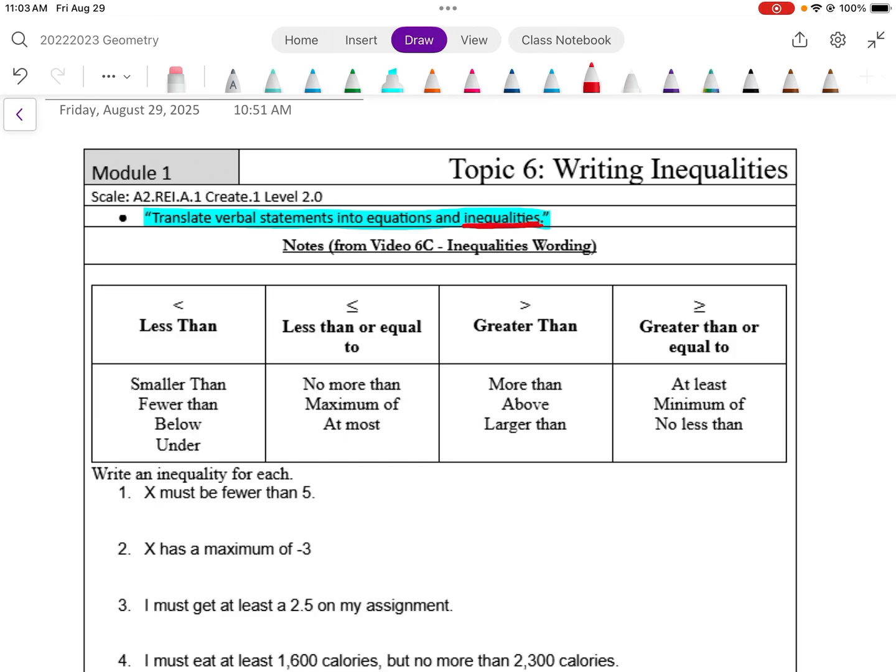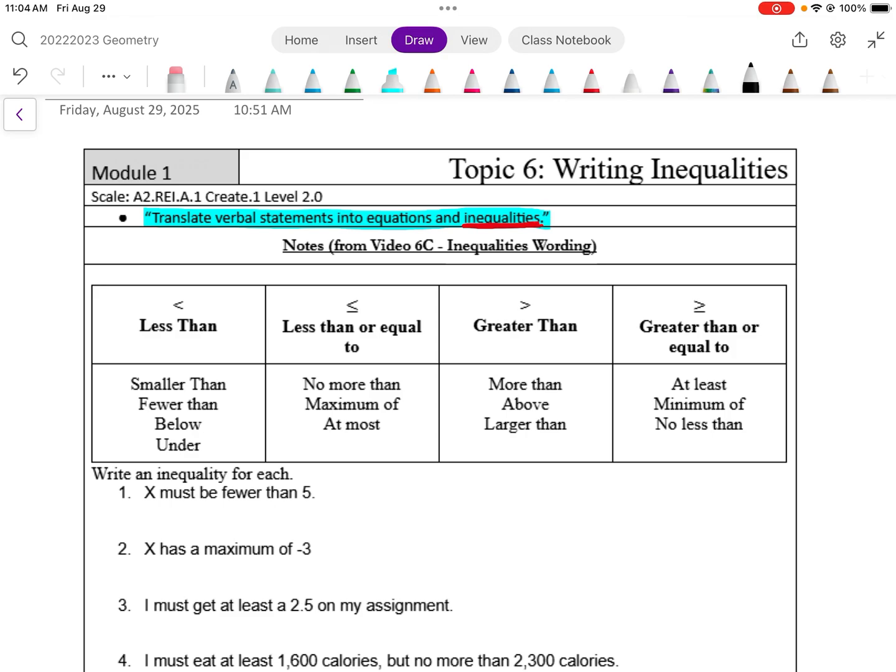So first, let's talk about our symbols. We're going to go over a few words that might symbolize that we're using those symbols. So first is less than. If we have a number less than something, we might see smaller than, fewer than, below, or under. All of those words would signal our brain, hey, this should be less than that number.